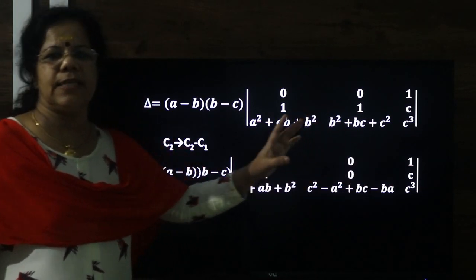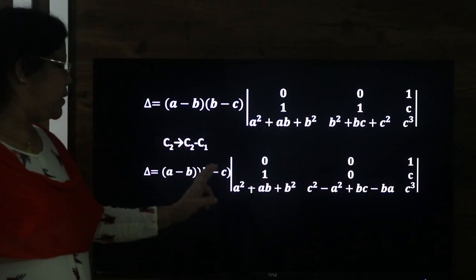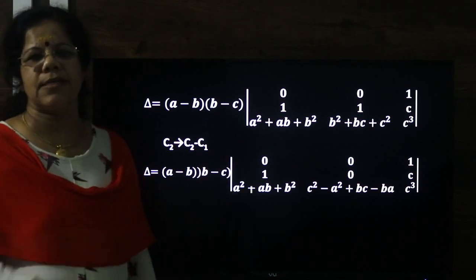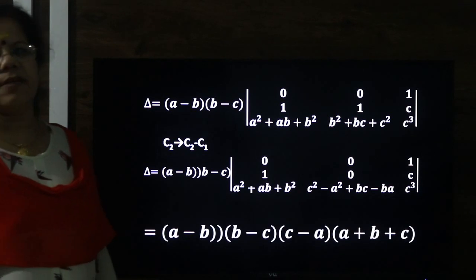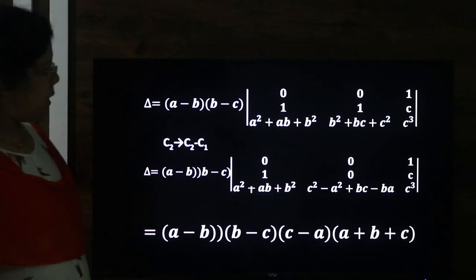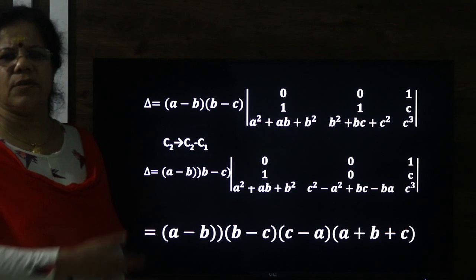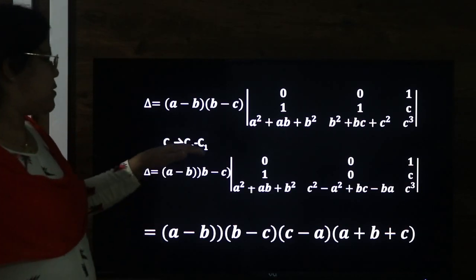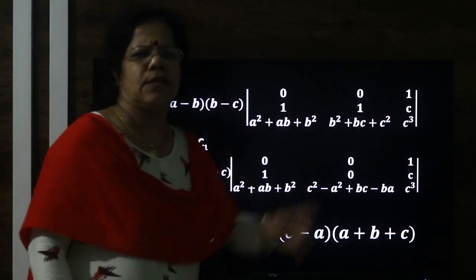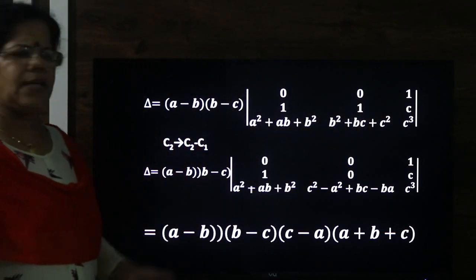So finally what we are getting is a minus b into b minus c into c minus a into a plus b plus c. That is the final answer. You can think about any other method, no need of sticking to this one, where C2 changes to C2 minus C1. You can select any other operations also. This is easy, I feel.